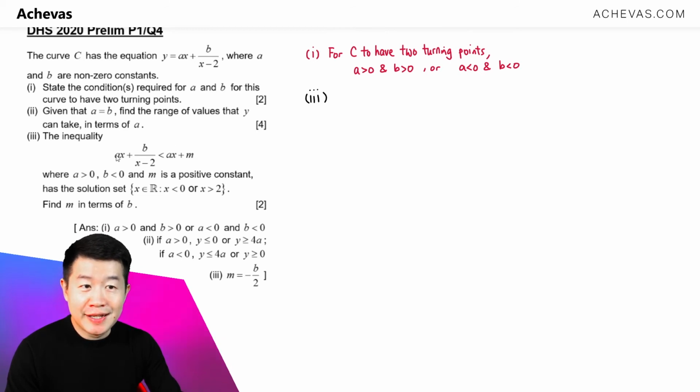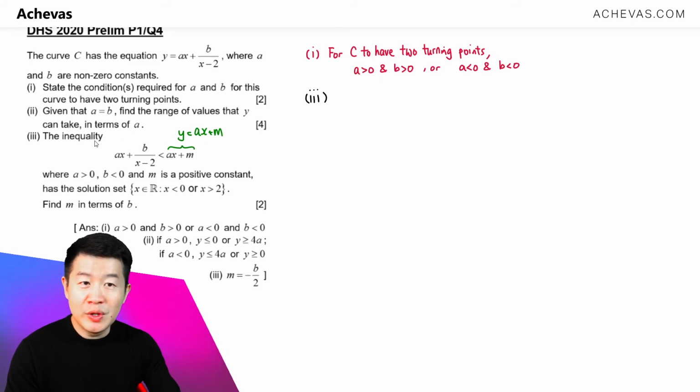In part 3, we are analyzing this inequality, and on the left-hand side of this inequality is actually part of curve C. And on the right-hand side, if I were to see this as a graph, this will be from y is equal to ax plus m. What I'm trying to say is that for this particular inequality, since the left-hand side is related to curve C, on the right-hand side we can actually represent it by y is equal to ax plus m on a graph.